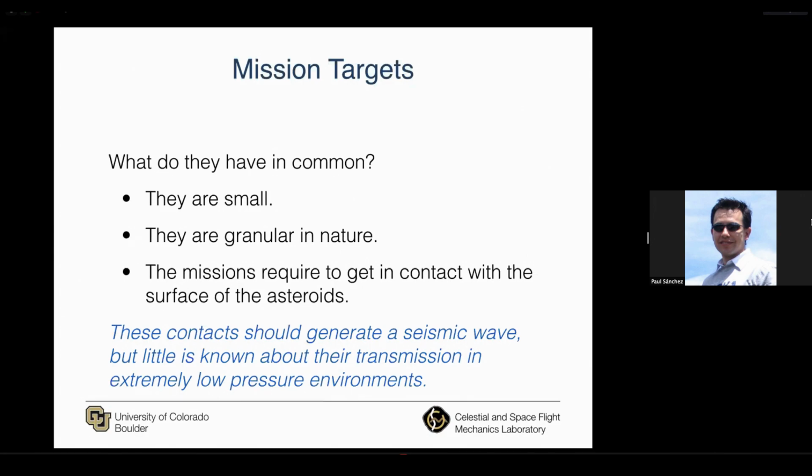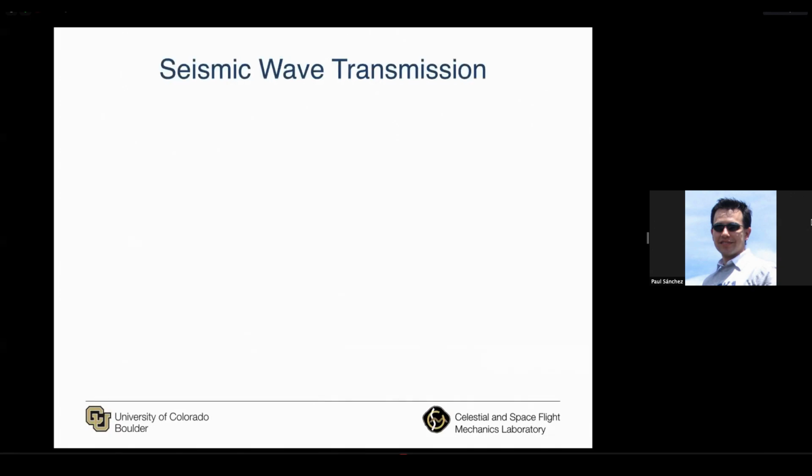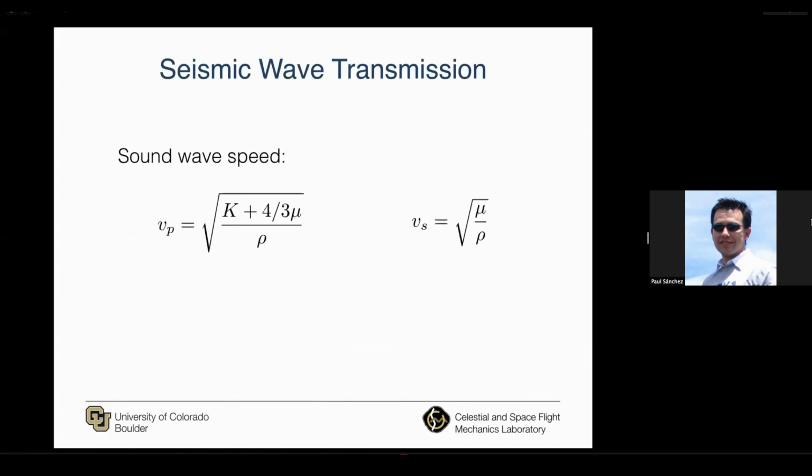And these contacts then should generate a seismic wave. However, little is known about the transmission in extremely low pressure environments. At least that is what I have found out. So what do we know? I'm going to be maybe fairly simplistic in this. We know that there are going to be P waves, the pressure waves, and S waves, the shear waves. And the speed of these waves depends on some of the material parameters: the shear modulus, the bulk modulus, and the density of the material.